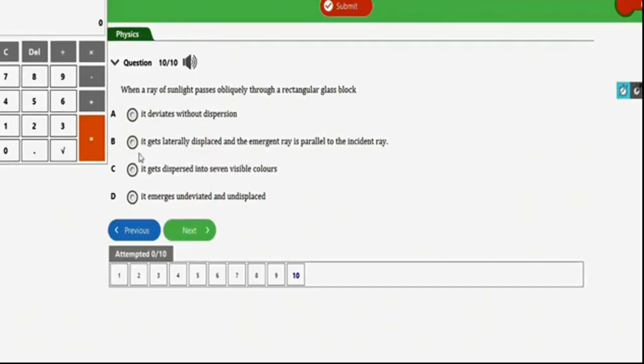Alright, so that's it for this video. We attempted 7 repeated questions in glass prism under refraction of light for your physics.